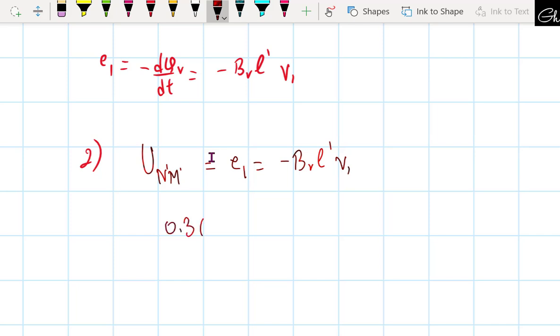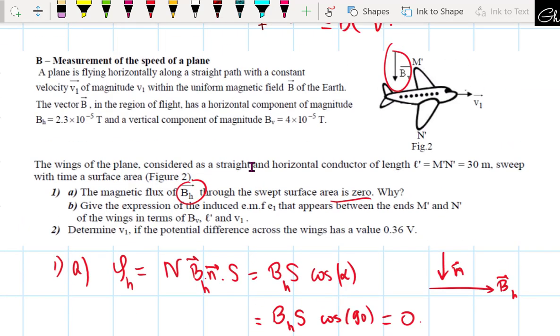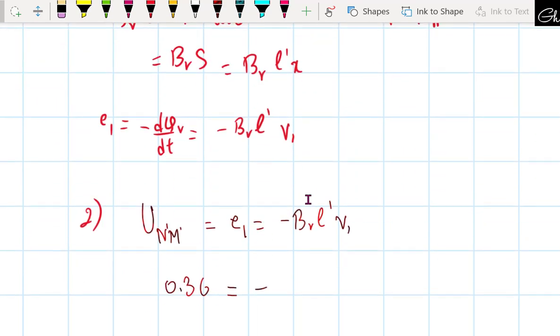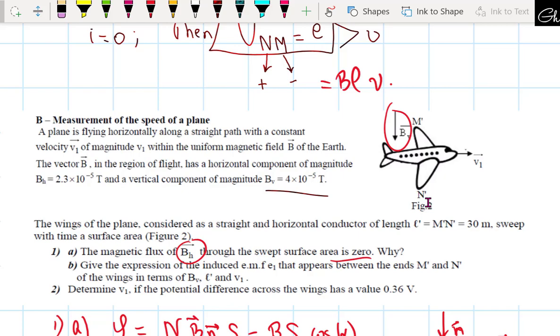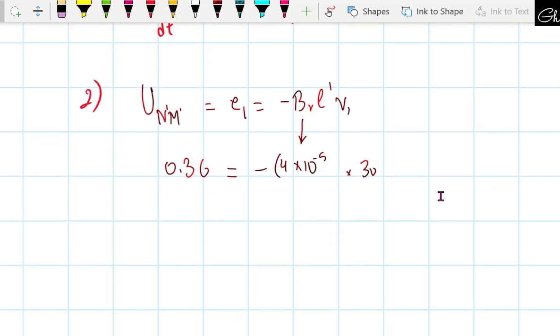The voltage is 0.36. It's going to be minus B vertical. It's given. The value is 4 times 10 to the power minus 5. So this is the value of B, multiplied by the length, which is 30, as I can remember. Let's check that. It's better. Okay, it's 30 meters, yes. And here is v1. Now we can find v1.